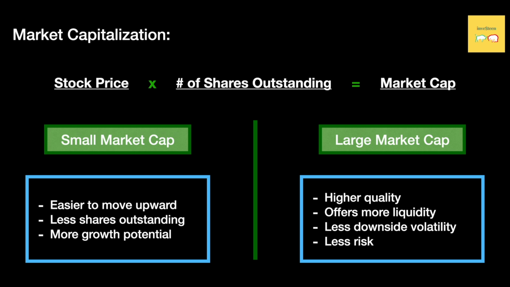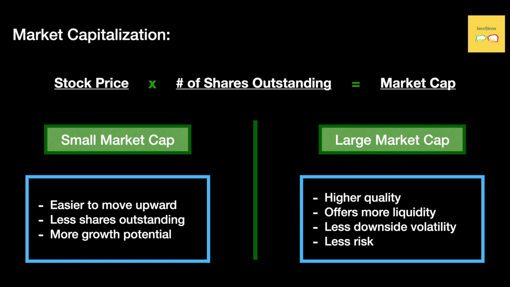Stocks with smaller market caps typically have a smaller number of shares outstanding, making it easier to move their stock price upward. In addition, their growth potential is large as they have not matured yet, meaning that they will not be getting sluggish with growth anytime soon.